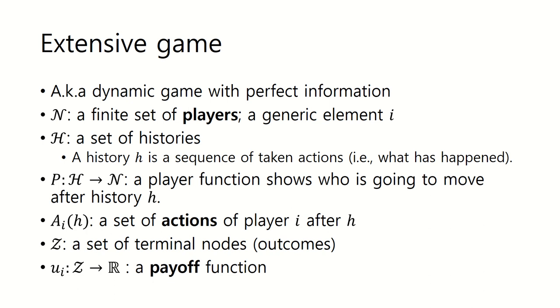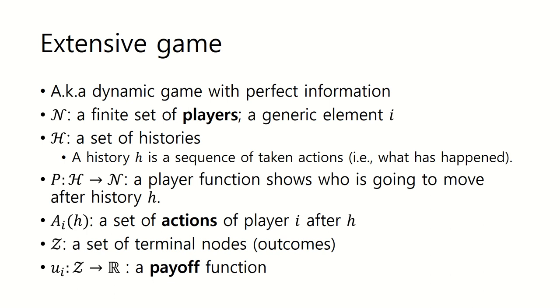So let's move on. Still we need players. So N is a finite set of players with generic element i, and H is the set of histories. Because it's a dynamic game, the actions or events take place over time. So we have to define histories. So what is a history? A history h is a sequence of taken actions. So it's a sequence of what has happened. So that's a history, and H is the set of all possible histories.